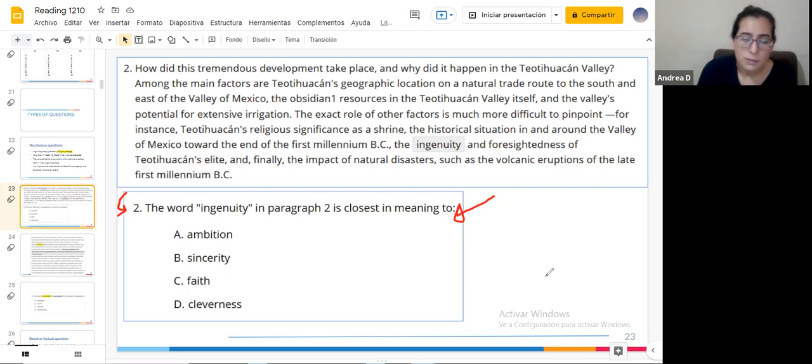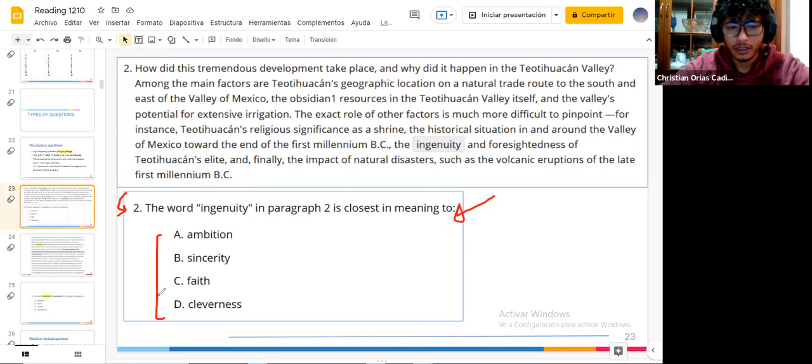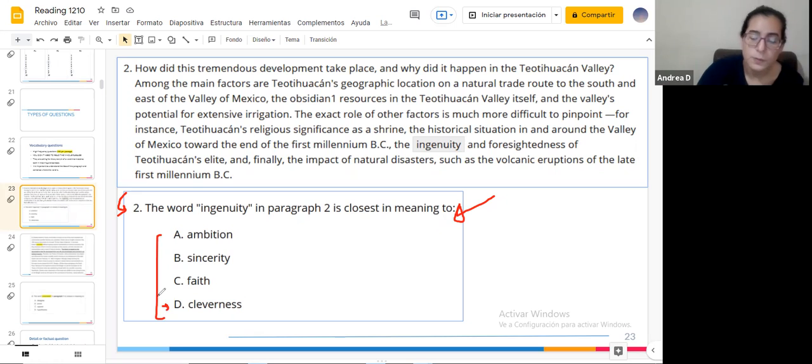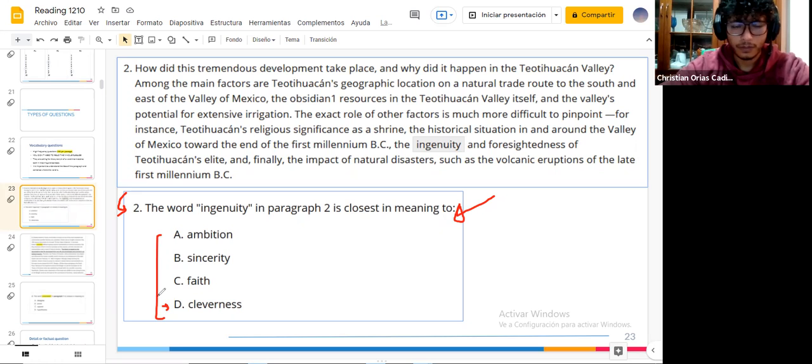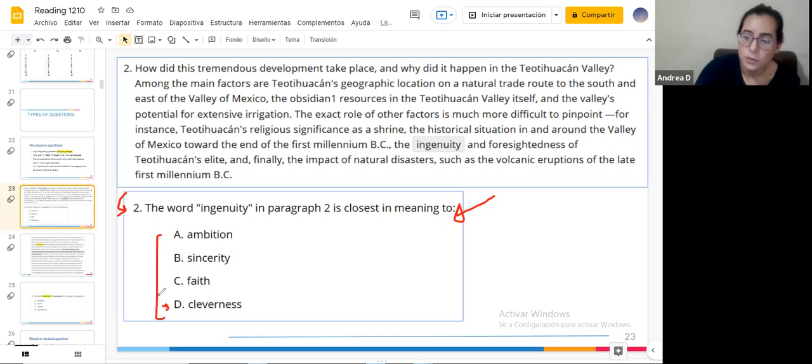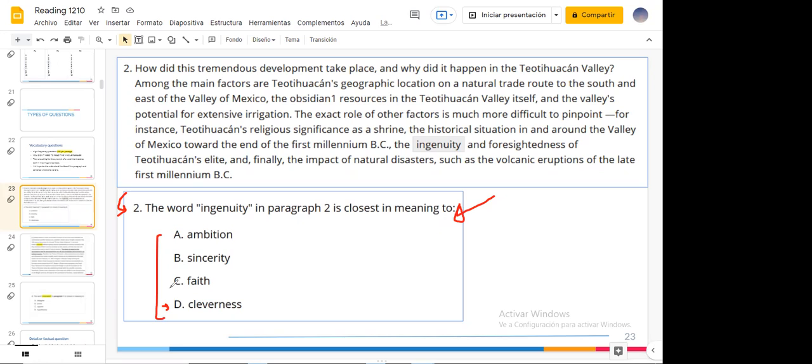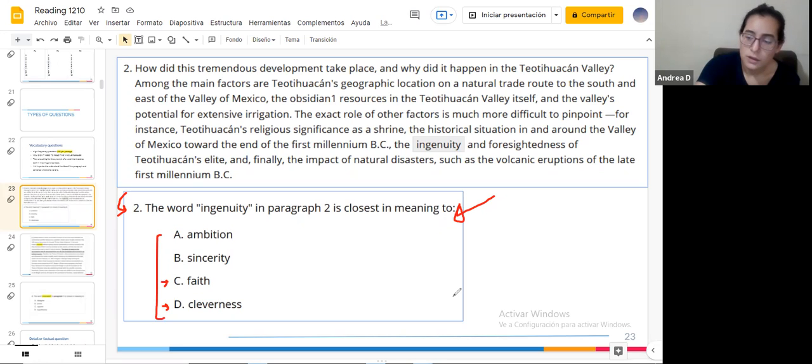Which one is it gonna be? Ambition, sincerity, faith, or cleverness? What do you think? Cleverness. Okay, somebody says cleverness. Anybody else? Any other ideas? Faith. Faith, okay. All right, so anybody will go for another one?